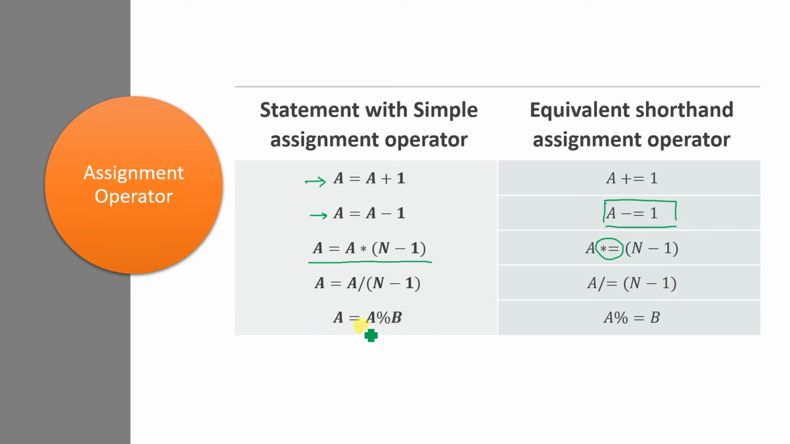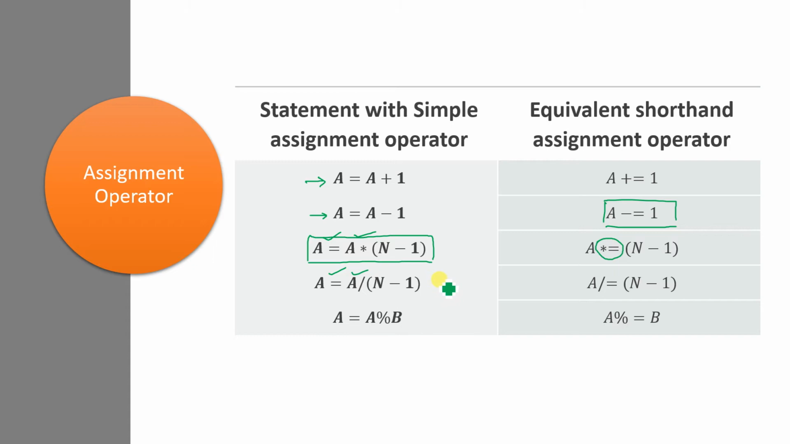And here a is equal to a percentage b, so that can also be written as a percentage equal to b. So we can use the assignment symbol along with some other operators to make a shorthand notation, but the expression should be in this form where a is repeated in many cases. That's why it is possible to write those things like this. So I hope you understand the concept of the assignment symbol.